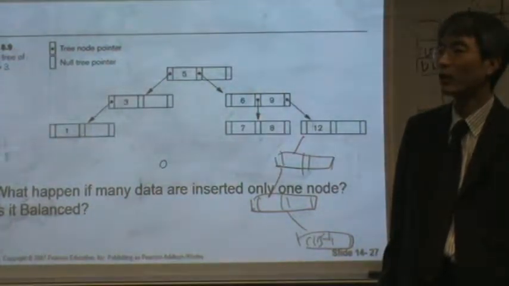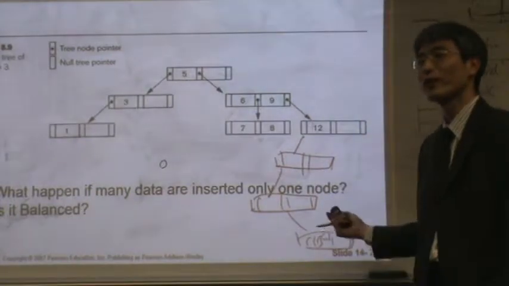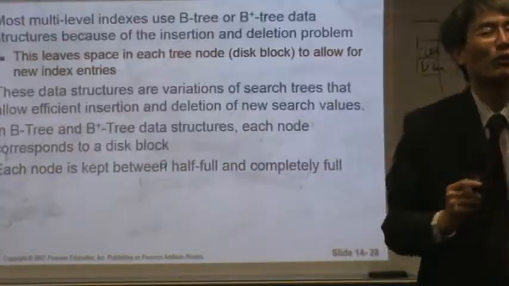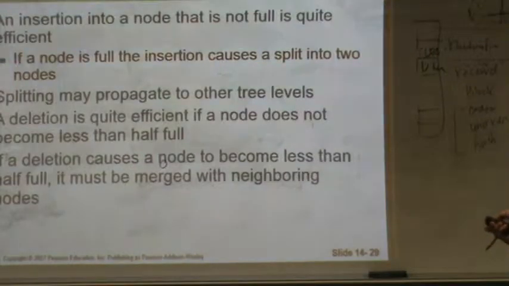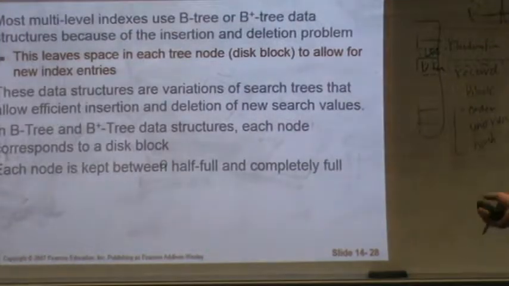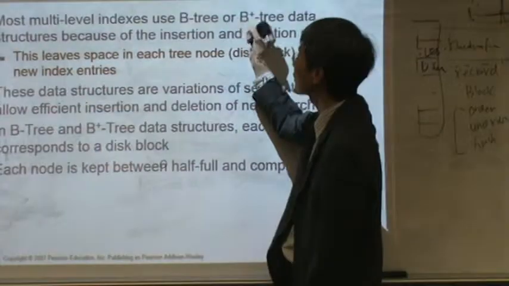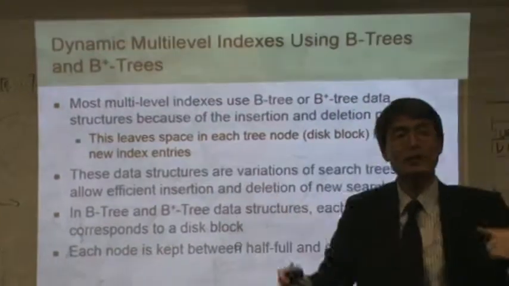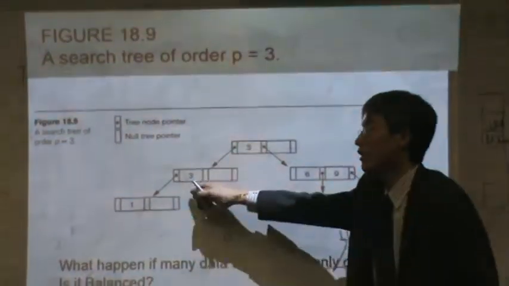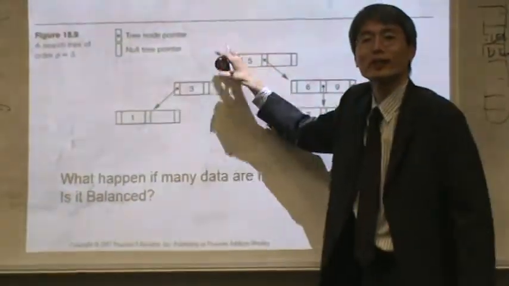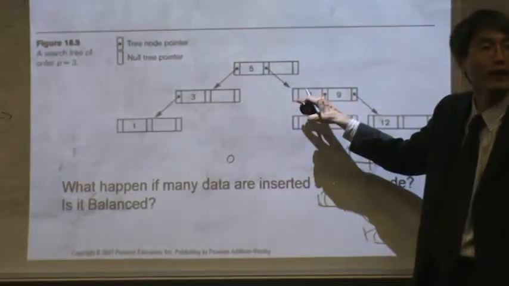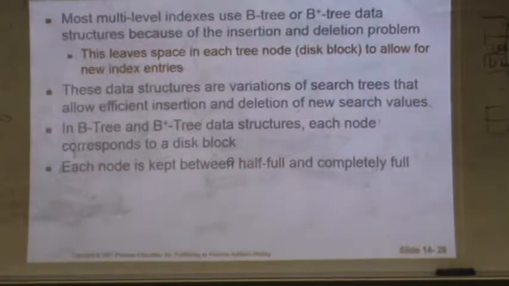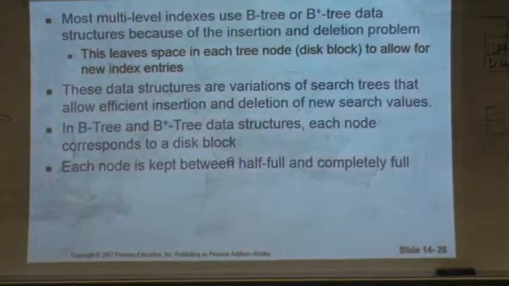Split. This is a skewed tree. We can make a balanced tree, not binary. B-tree index, B or B plus tree, is a multi-level index. It's balanced. Balanced means all leaf nodes are at the same level, not skewed like this. That is the B-tree index, B plus tree index.